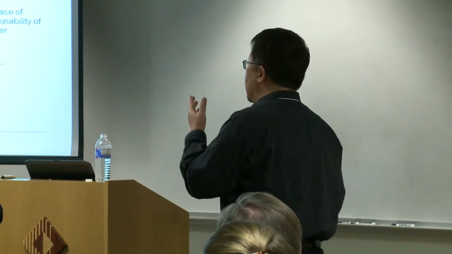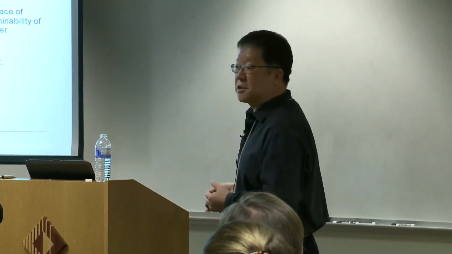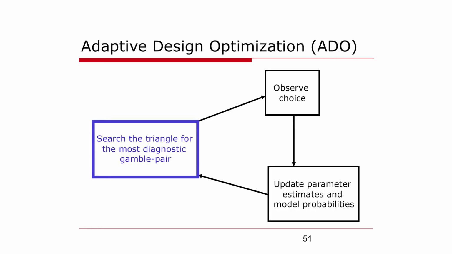Because it requires the likelihood functions, and they couch it, as I said, in terms of a Bayesian decision theoretic framework. And again, this is the flow chart of how that ADO works. For example, in this particular JDM application, suppose you want to vary the gamble pairs within this MM triangle. You will search the triangle for the most diagnostic gamble pair, given that you want to discriminate between EU and WEU. And then you present that to the subject.